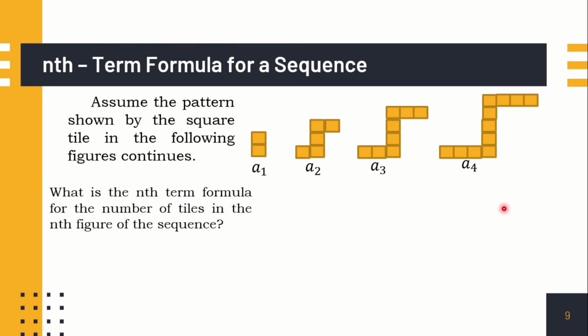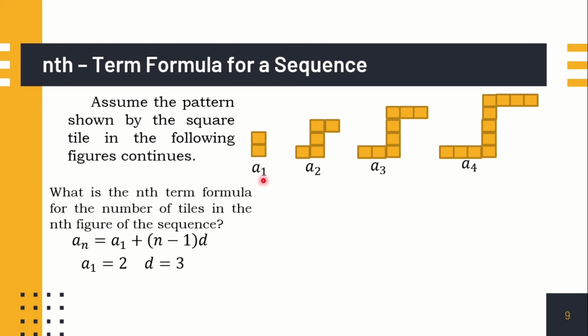Yung pattern, no, of the shown by the square tile. So, ano yung nth term kaya? So, gamit kanina, yung tinuro ko sa inyo na formula. So, kunin lang natin yung first term. So, what is the first term? That is 2. Okay? So, ano kayong common difference nila?